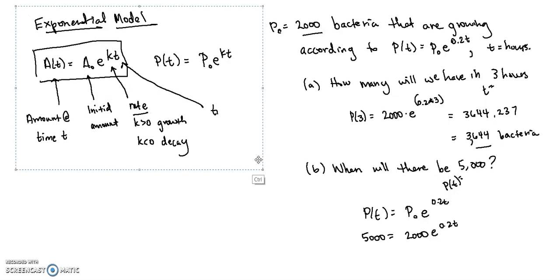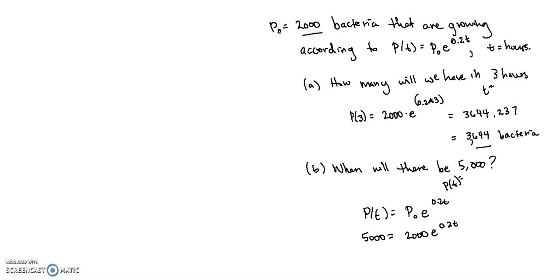Now this time we're going to have to solve the equation. So this comes from the last section. We're going to have to solve this equation. So remember how we solve exponential equations? First of all, we want to get the exponential by itself. This is 2,000 times e. So I'm going to divide by 2,000.